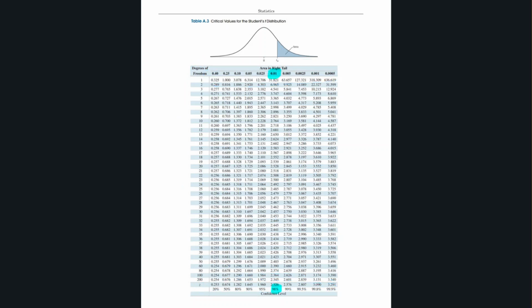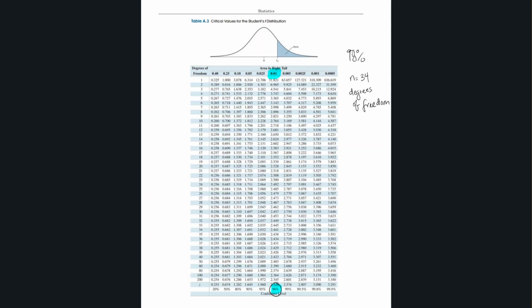So if we had a 98% confidence level, and that's what you can see I've highlighted at the bottom of the screen here, and we had a sample size of 34, that would give a degrees of freedom one less than that.